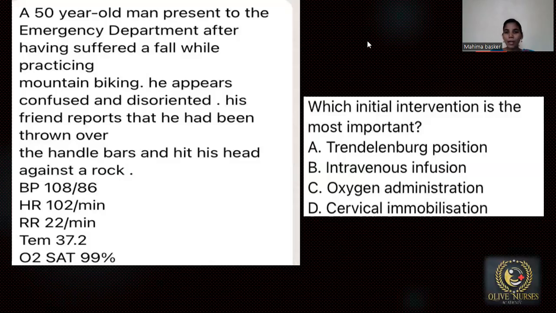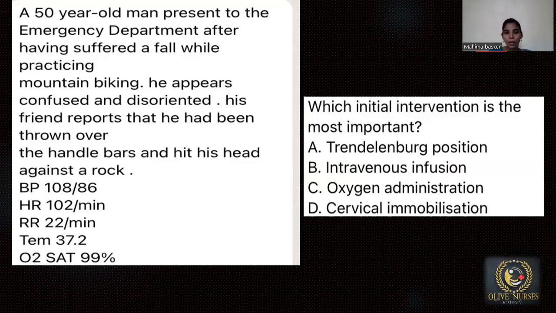Okay, cervical immobilization. Very good. That is the answer. Okay, are you able to hear me? If you're not able to hear me, you can message in the chat box, so that I can know. Okay, thank you. Okay, the answer is D. Very good. You have answered. So cervical immobilization, because it is the head injury.